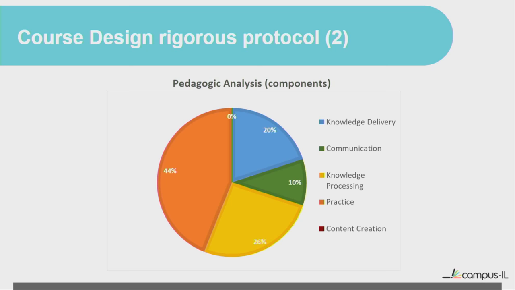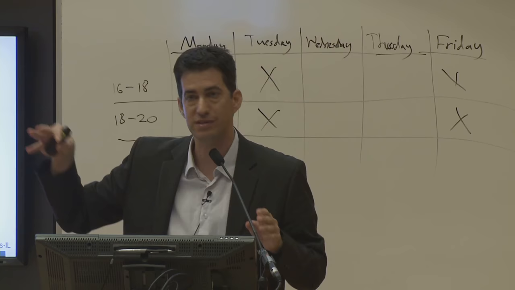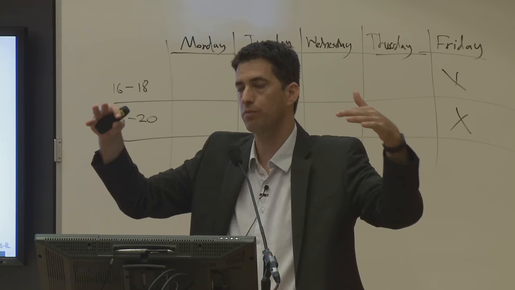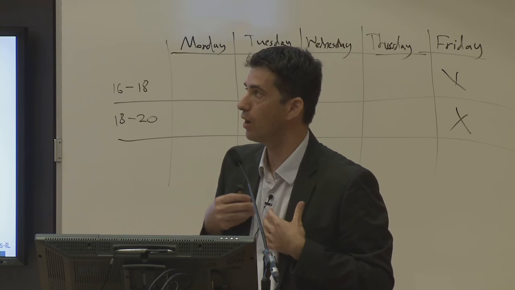So this course, which is about digital literacy, you can see that most of it is practice, 10% is communication, and only 20% is knowledge delivery. When setting expectations between the customer, in that case the discipline leader from the Ministry of Education, and the vendor producing the course, you can have an outlook from 30,000 feet on the course before you even turn on your computer. That's a very powerful tool. And we hope that this will help in expectation setting.